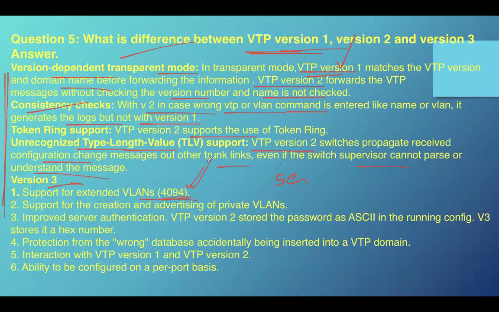You have to configure the transparent mode to utilize it, right? Version 3 extends that support for the creation and advertising of private VLAN. So version 3 supports private VLAN, right? Improved server authentication in version 3. Protection from the wrong database accidentally being inserted into the VTP domain. Interaction with VTP version 1 and version 2 as well. And ability to be configured on a per port basis. So that's basically the answer.